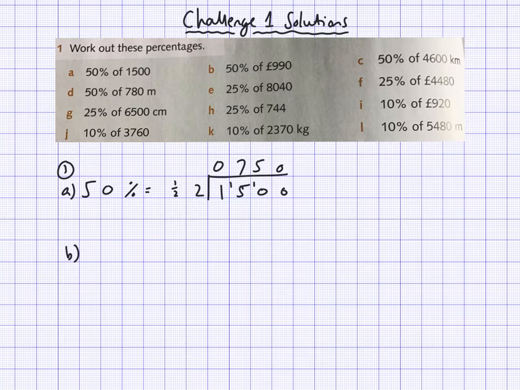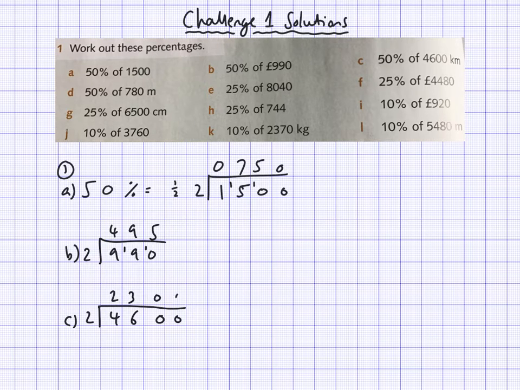B, 50% of 990. So again, I know that 50% is a half. So I'm dividing it by 2. So 990 divided by 2 is 495. C, 50% again, this time of 4,600. If you know that half of 46 is 23, then you can probably work that one out okay. Make sure you add in your kilometres for that one.